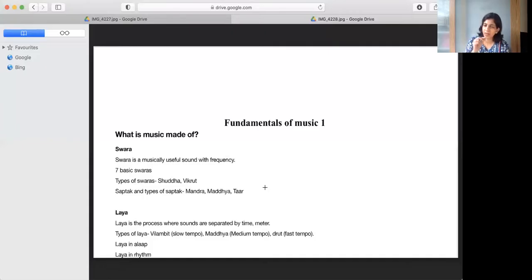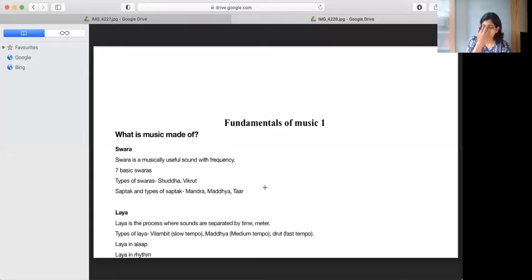So it has to be a very good combination of swar and laya. If we focus on the laya aspect more and keep the swara aspect less, then it can become very monotonous, because laya is one after the other. It is basically time which is separated. It is a sound separated by time, and if it comes at regular intervals, it can become monotonous. So swar gets that monotony broken when it is swar and laya.